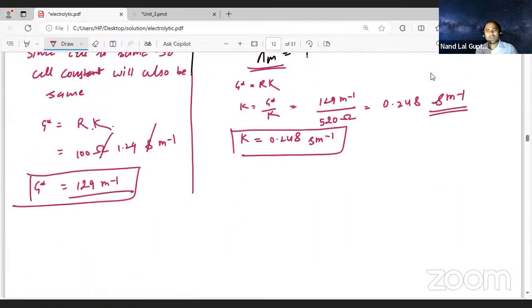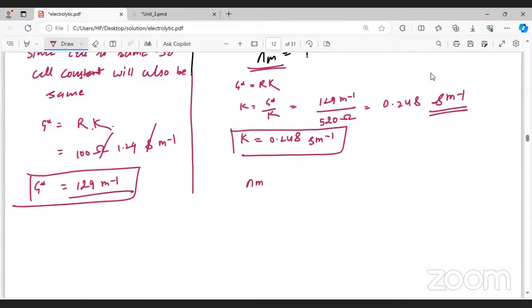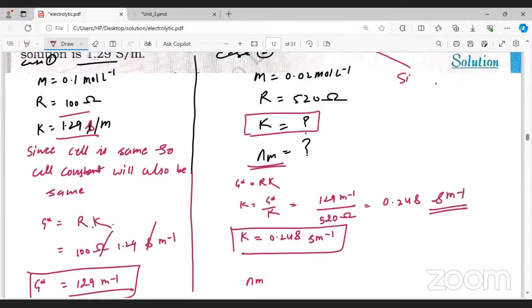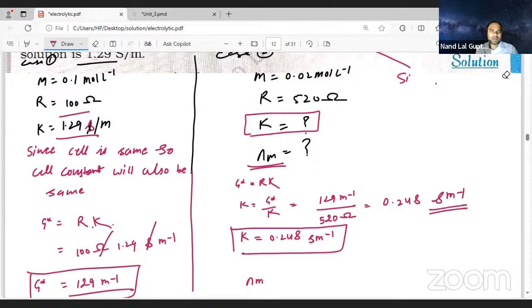Now see, what is lambda m? Sir, don't stop, just one second, I could not write fully. I am explaining, you understand first, then you write. So lambda m is equal to K by c. Now see, all the units should be the same. c means molarity, and here the molarity they have given is 0.02 mole per liter, and the unit of K they have given is Siemens per meter.